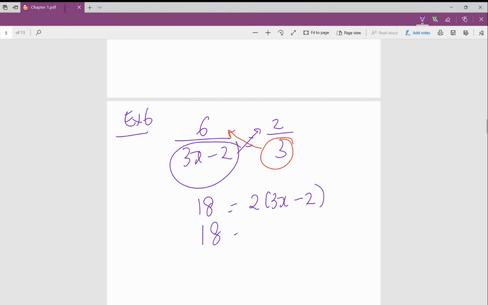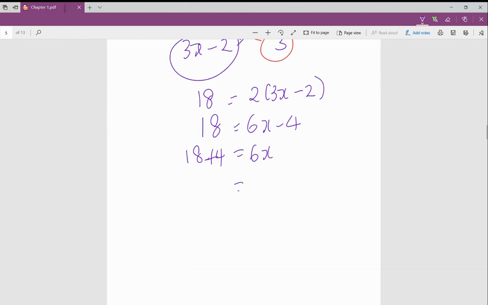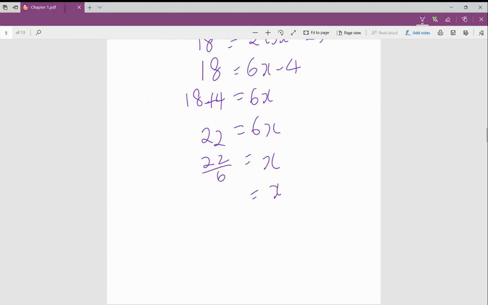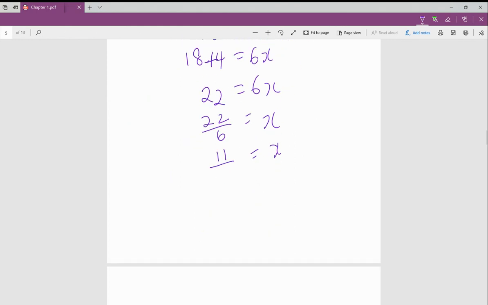So 18 is actually equals to 6x minus 4. 6x is 18 plus 4. 6x is 22. x is 22 over 6. Now you must always leave your answer in the simplest form, 11 over 3. Always leave your answer in mixed numbers. So in this case, this is 3 2/3. Are you okay so far?